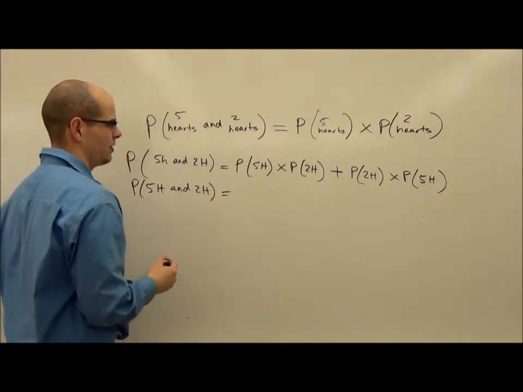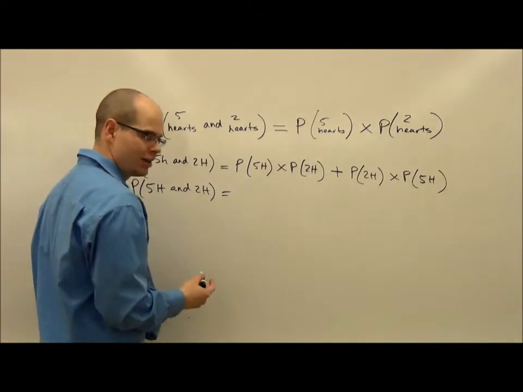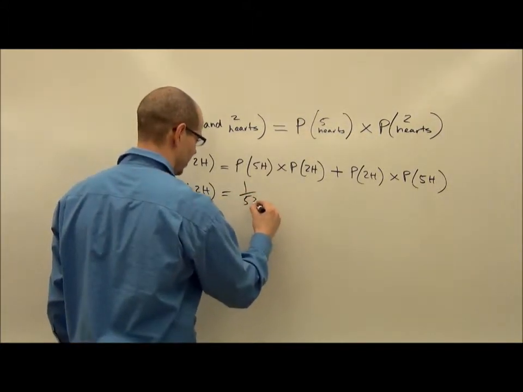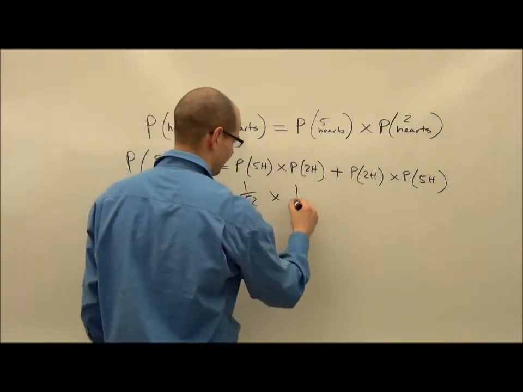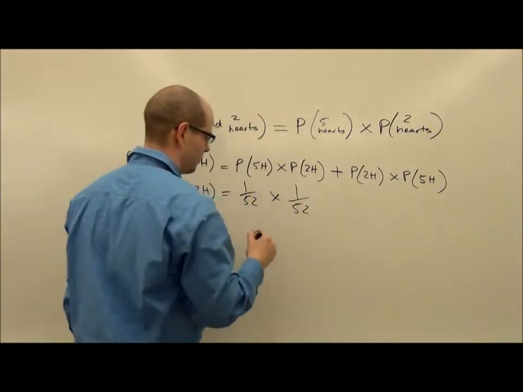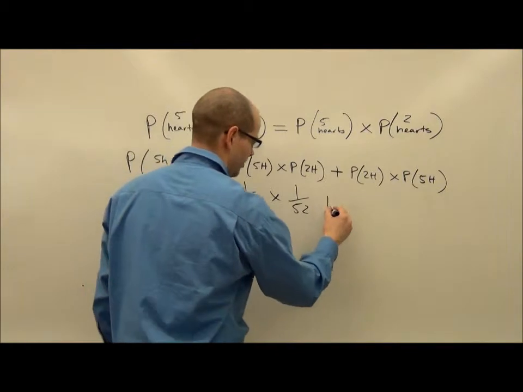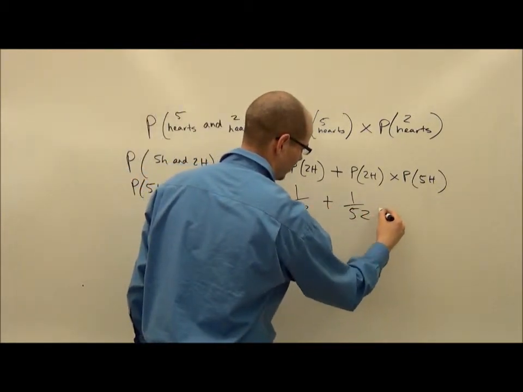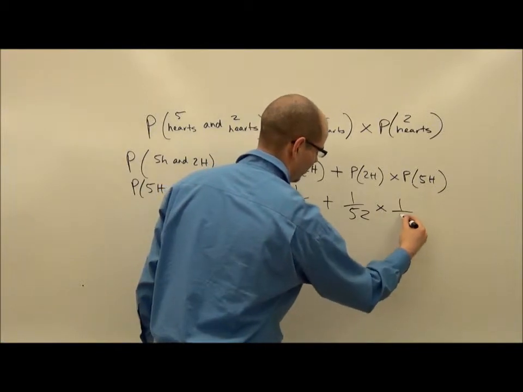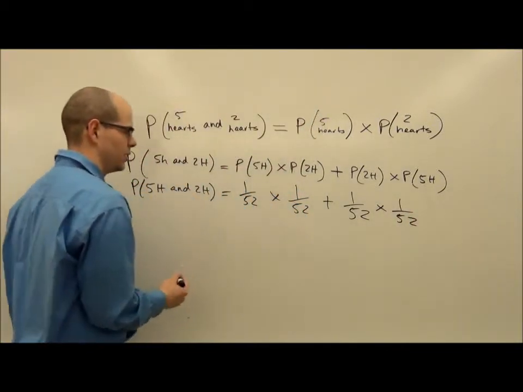So what is the probability of getting a 5 of hearts? Well, that's one card of the deck, so it's 1 out of 52. What are the chances of getting a 2 of hearts? It's 1 out of 52. Okay. Then on the other side, again, the probability of getting a 2 of hearts is 1 out of 52. And the probability of getting a 5 of hearts is 1 out of 52.